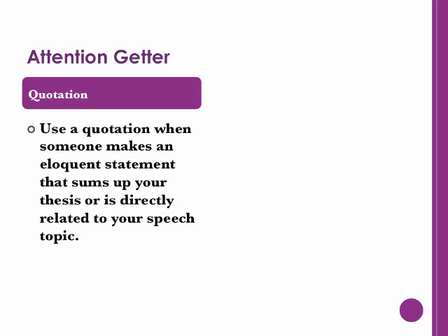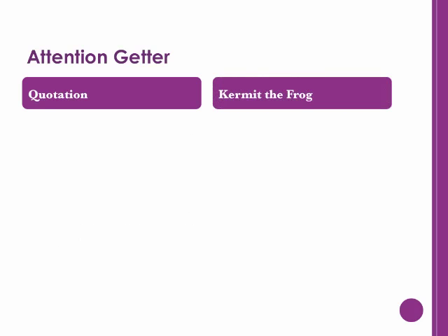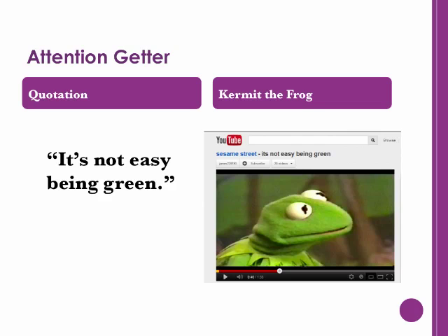There are a number of online quotation dictionaries, such as brainyquote.com, that allow you to search for quotations by author or subject. Here are two examples. If you were giving a speech about the importance of diversity, you could begin it by saying, Kermit the Frog once said, "It's not easy being green."